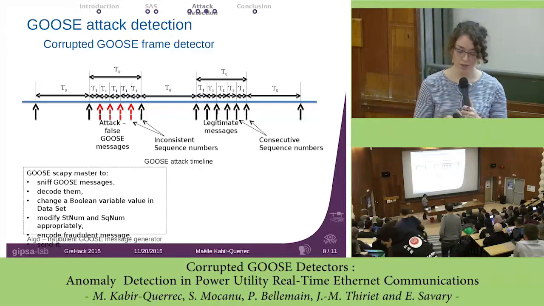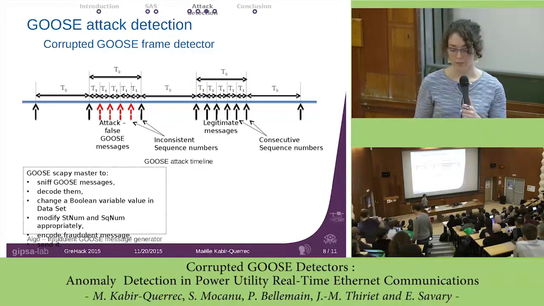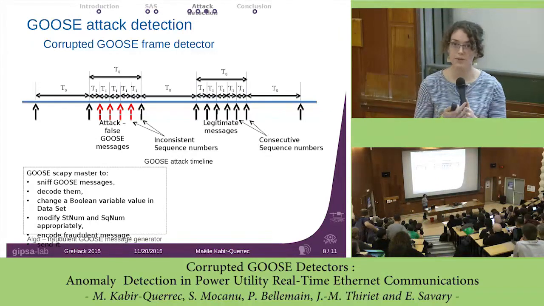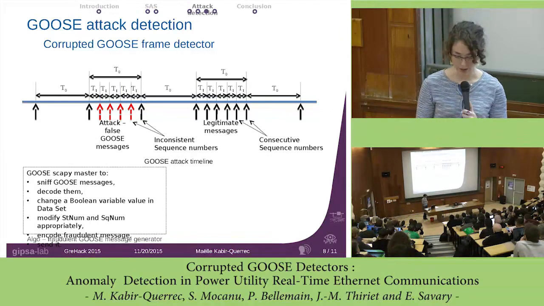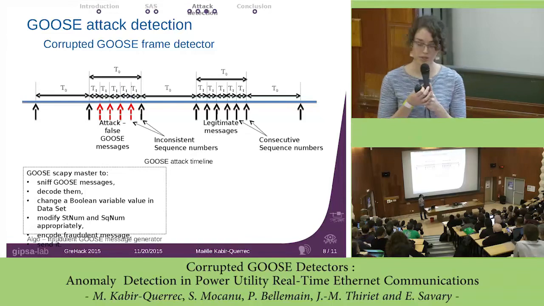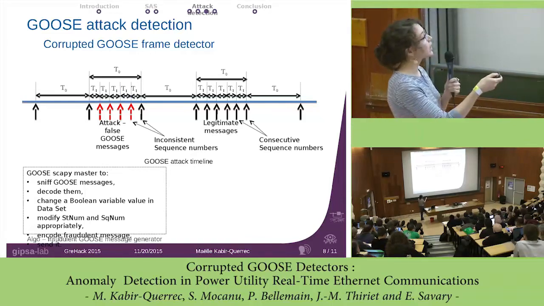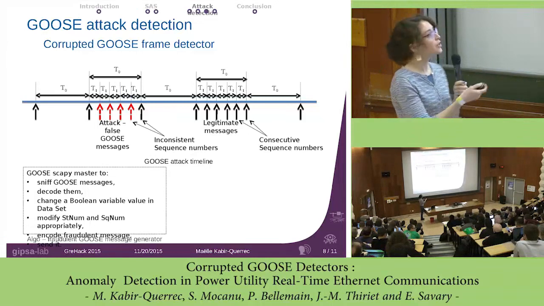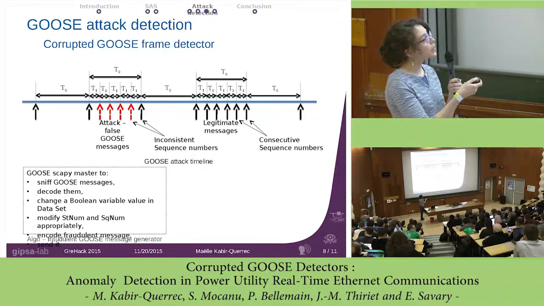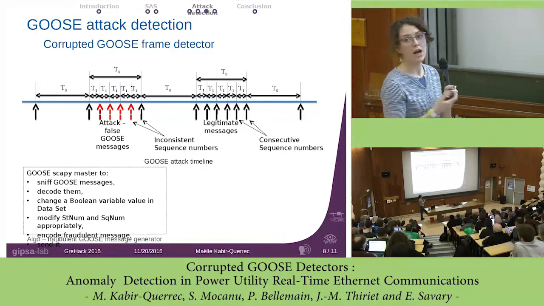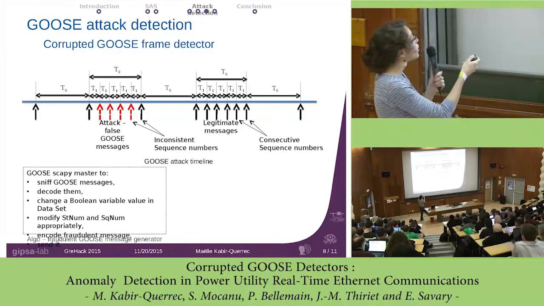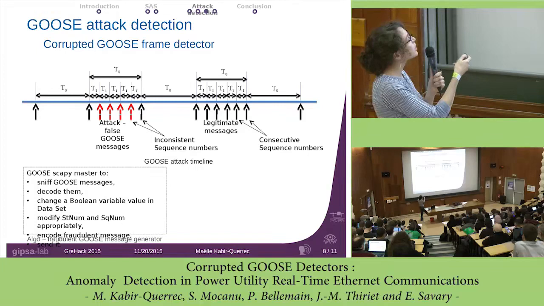So this is about the detector of corrupted GOOSE messages. This is the transmission timeline in a normal case. It's the same as I showed you earlier. But we can imagine that at some point there is a false GOOSE message. Here you have the same timeline, but all those events are legitimate. All those messages sent here are due to legitimate events. But here, the system is supposed to be in stable conditions. So this message and this message are the same.